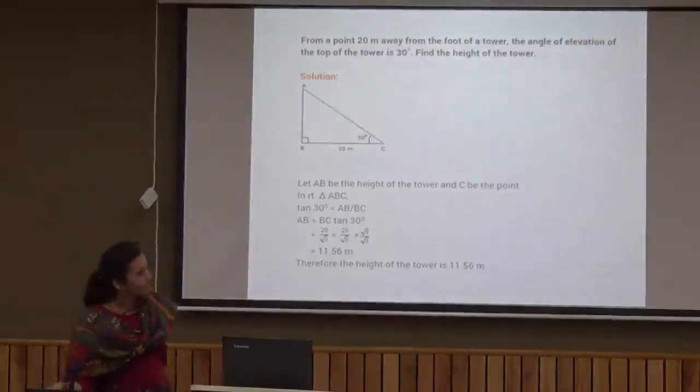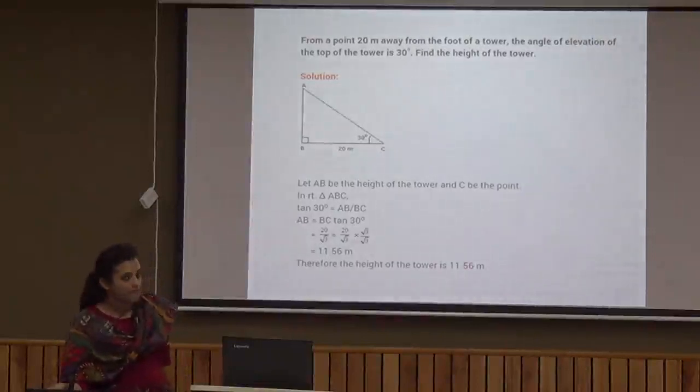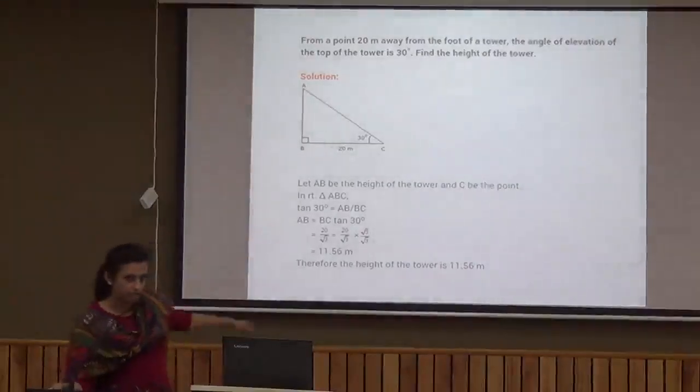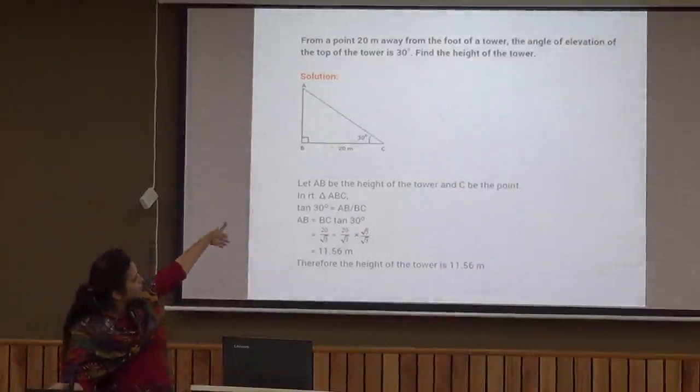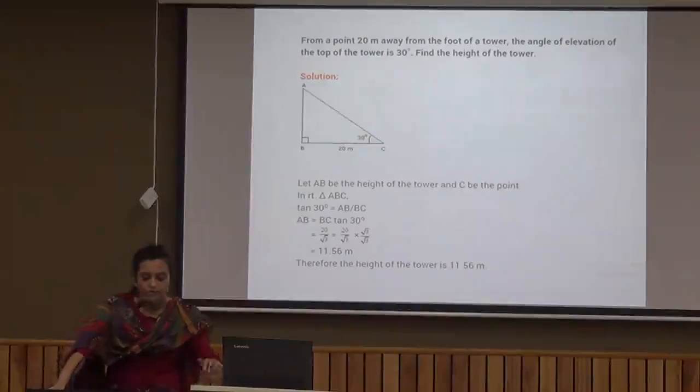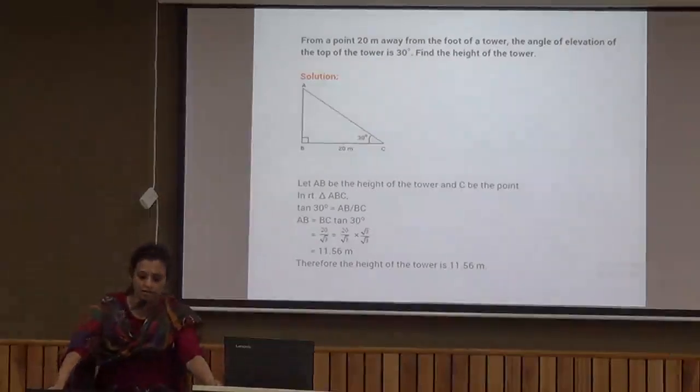So let's read. Let AB be the height of the tower and C be the point. In a right triangle ABC, tan 30. Now what is tan 30? It's going to be perpendicular upon base. Yes, here you got it right. The base is BC and the perpendicular is AB. So you get tan 30, 1 by root 3, is going to be AB upon 20, and AB is going to be 20 upon root 3. Now we cannot leave 20 upon root 3 like that. We need to rationalize, and putting in the value of root 3, you get 11.56 meter.